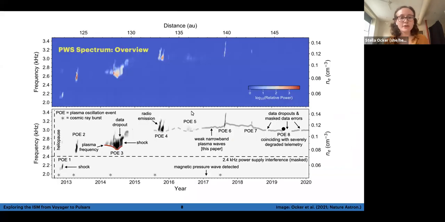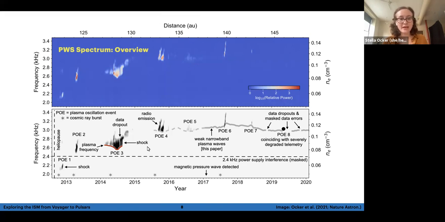So in this plot, I'm showing you all of the data that was recorded by Voyager 1's PWS since Voyager 1 crossed the heliopause in 2012 through early 2020. In this top panel, what you're looking at is the relative electric field intensity as a function of frequency versus time in years. And you can see an equivalent distance of the spacecraft from the sun on the top axis.